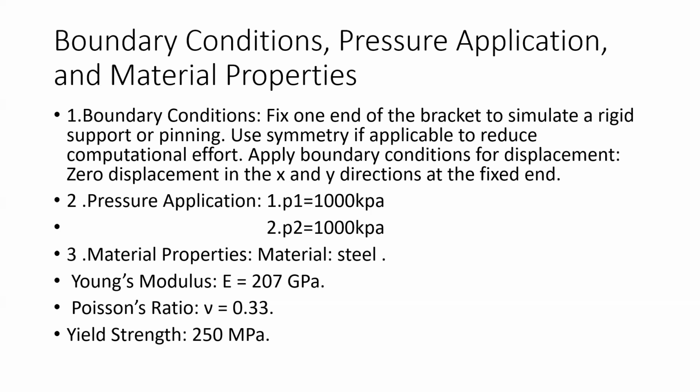For the material, the material is steel. For the properties of the material, you can see Young's modulus E is equal to 207 GPa, as well as Poisson's ratio 0.33, and yield strength is 250 MPa.